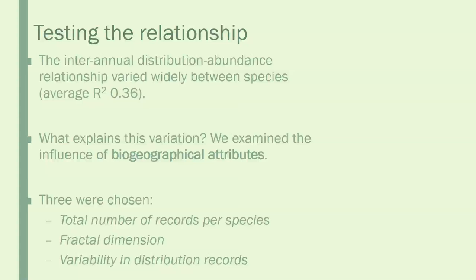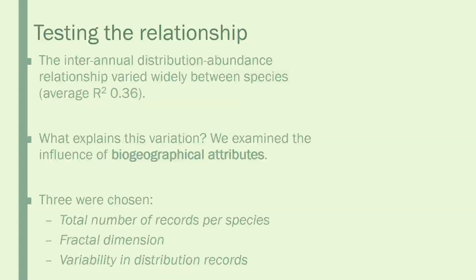So we performed this correlation for all our 33 butterfly species, and we found that the results varied quite widely. On average, it was about 0.36. And we wanted to unpack question one a bit more. We wanted to say, what explains this variation? Why are some species having such good relationships between abundance and distribution, and some aren't?